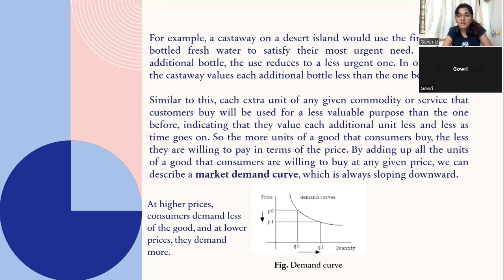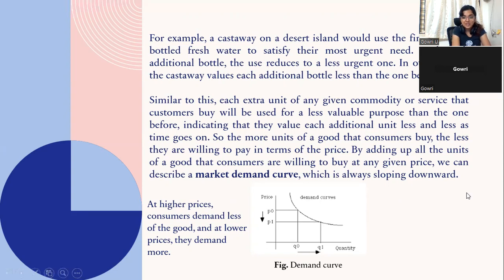So, the more units of a good that consumers buy, the less they are willing to pay in terms of price. Now, what is a market demand curve? By adding up all the units of a good that consumers are willing to buy at any given price, we come up with something called the market demand curve that can be seen in the picture here.